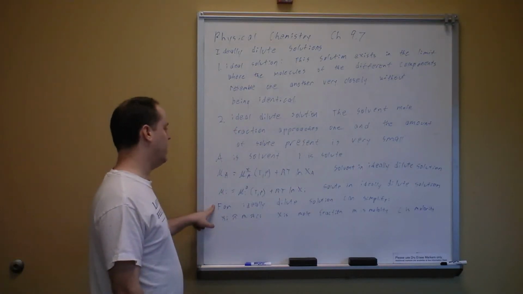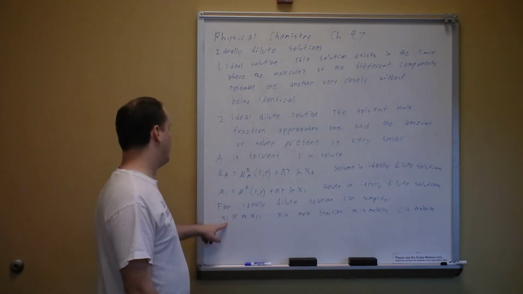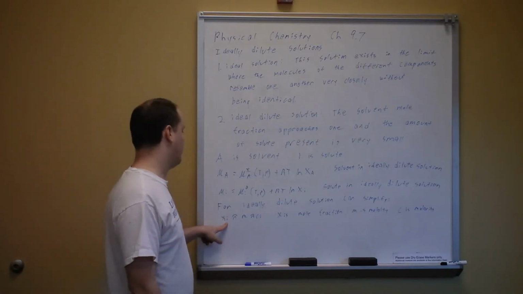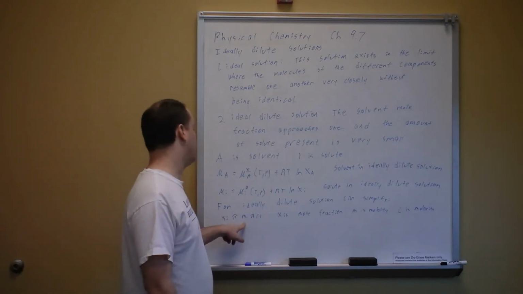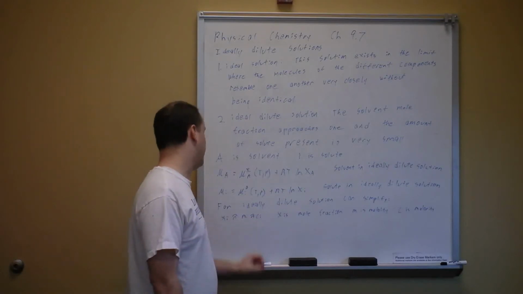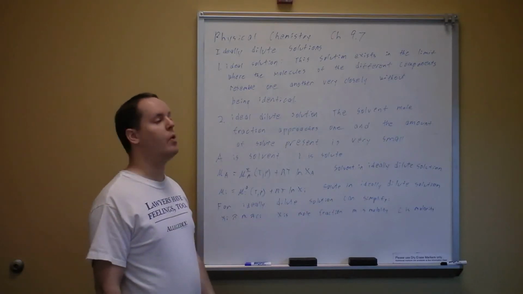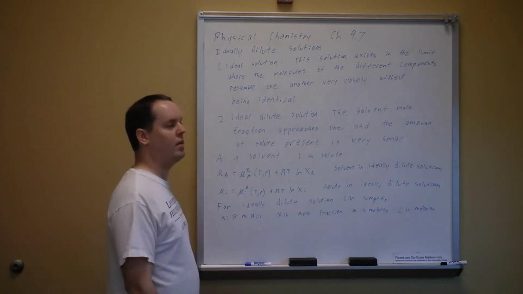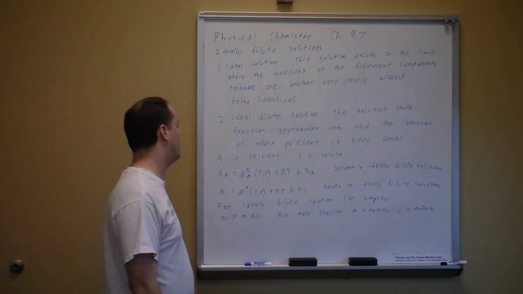Now, if we have an ideally dilute solution, then we can use our different types of concentrations interchangeably. We'll say that the mole fraction of I is roughly equal to the molality of I, which is roughly equal to the molarity of I. Obviously, they won't be identical numbers, but they'll be on the same order of magnitude, so it'll be close enough.